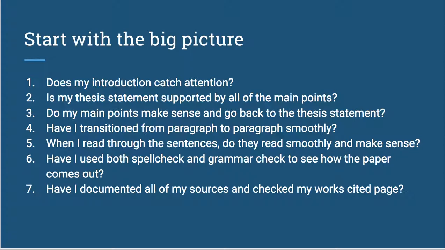Number 4, have I transitioned from paragraph to paragraph smoothly? This is a skill that in the collaborative essay you really have to work on, which is why I do the collaborative essay. I know how hard it is to coordinate that essay, and I still have students who are struggling to get it done. But it is about transitioning. It is about making something sound cohesive and whole, even with different voices in the essay.